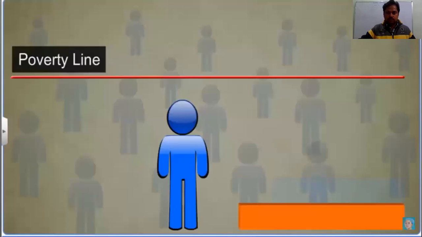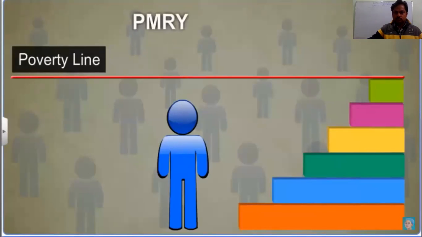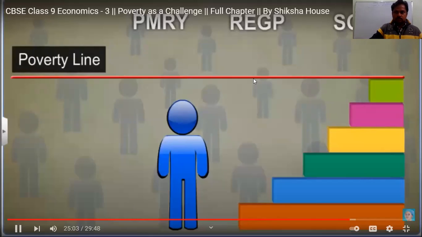A lasting solution to poverty is to enable the poor to become self-reliant. This is why several government schemes like the Prime Minister Rozgar Yojana, Rural Employment Guarantee Program, and Swarna Jayanti Gram Swarozgar Yojana are aimed at generating self-employment opportunities in rural areas.